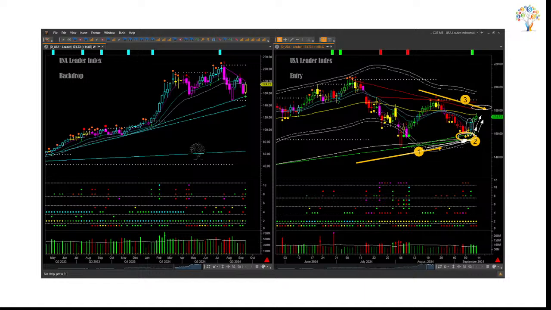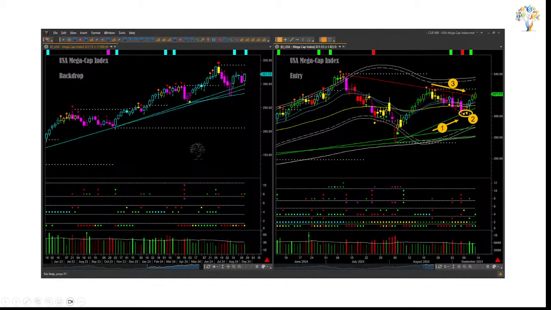Last week was the time to start buying near support. This week it is time to stop buying near resistance. Simple and effective. That is the message from leaders index. What about mega cap index?